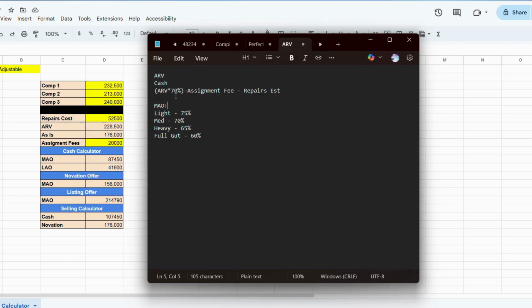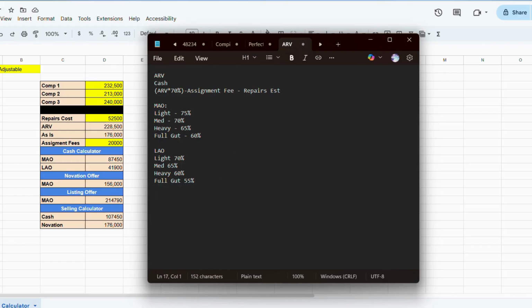So again, ARV multiplied by 75% for light, or ARV multiplied by 70% for medium, or ARV multiplied by 65% for heavy, or ARV multiplied by 60% for full gut. And again, this is your maximum allowable offer. Now, to get the lowest allowable offer, for light it's going to be multiplied by 70%, for medium it's going to be multiplied by 65%, for heavy it's going to be multiplied by 60%, and for the full gut it's going to be multiplied by 55%, right? And again, minus your assignment fee, minus your repairs, right?